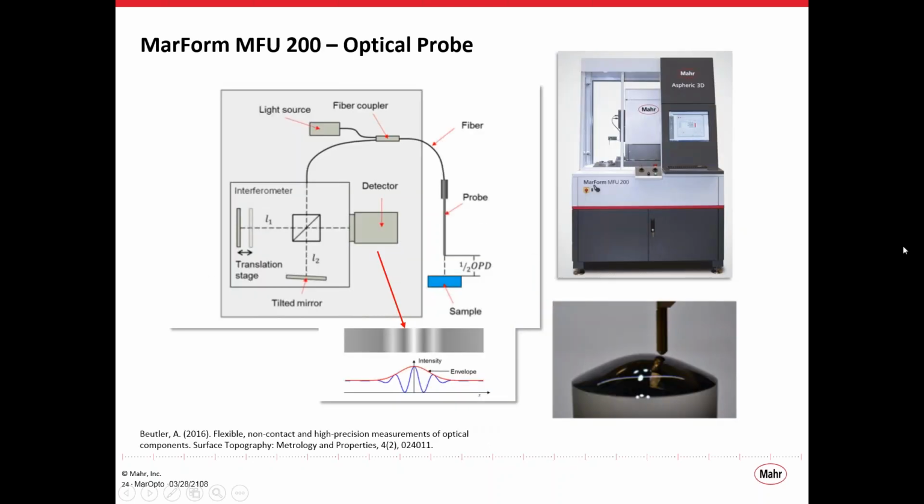We have another profiling tool that can use an optical probe. This is called the MFU200. And the optical probe uses a superluminescent diode to provide a broadband light source. That light source is coupled into a fiber, and the space between the fiber and the surface under test creates a resonant cavity. When the optical path in that cavity is 1/2 wavelength for any particular wavelength in the spectrum, then there is constructive interference. The light's coupled back into the fiber to a microinterferometer where it's analyzed.